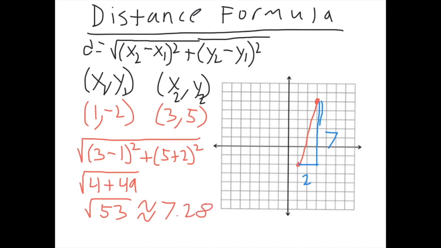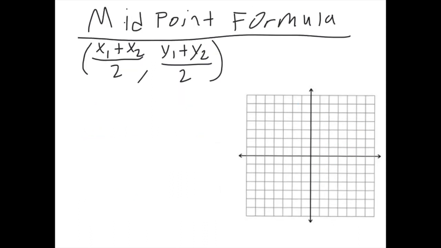Most of the numbers you'll get from this are not nice numbers. They'll be decimals that go on forever. They're irrational numbers. But occasionally you will have perfect squares that come out evenly. Alright, so that's the distance formula. Now let's move on to the midpoint formula.